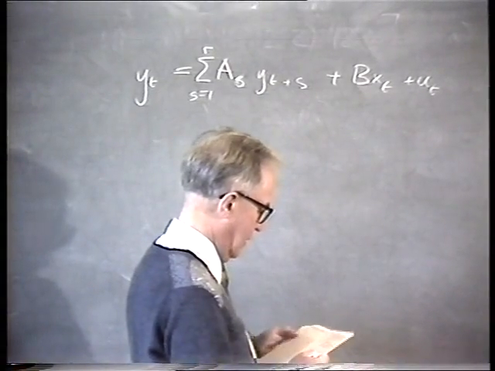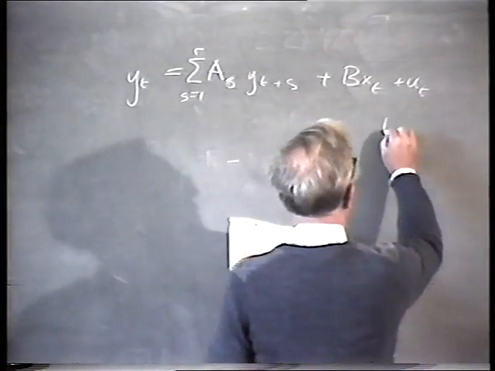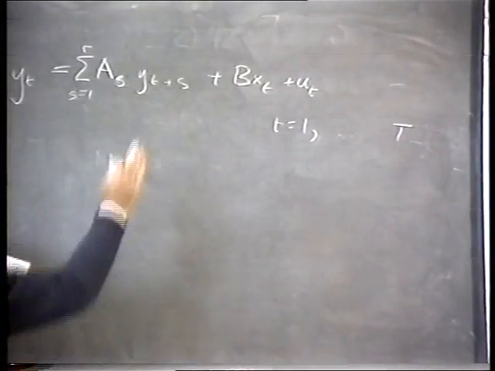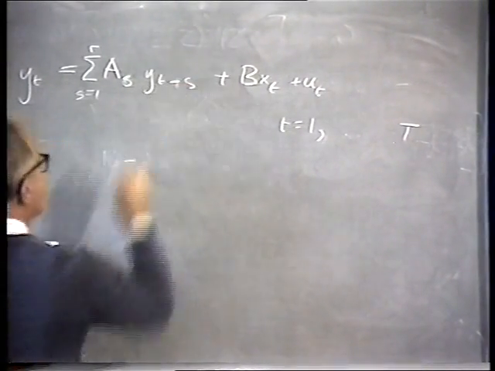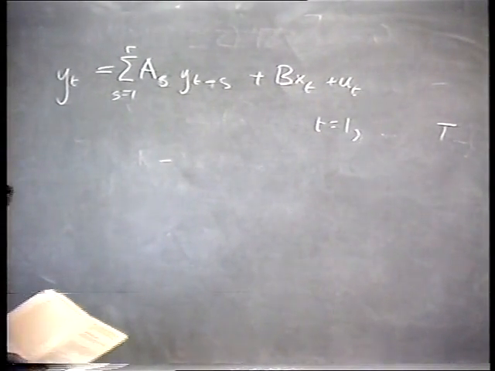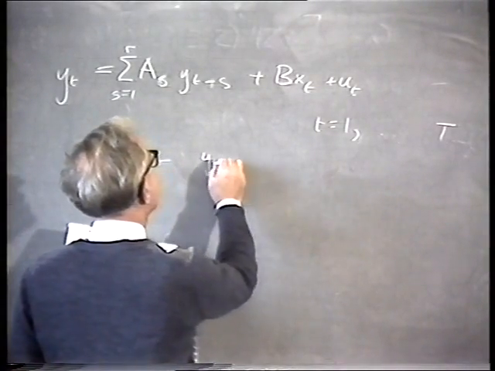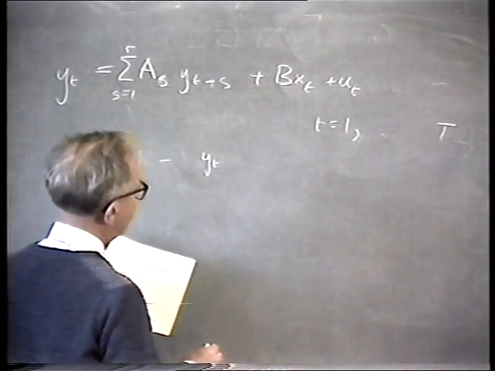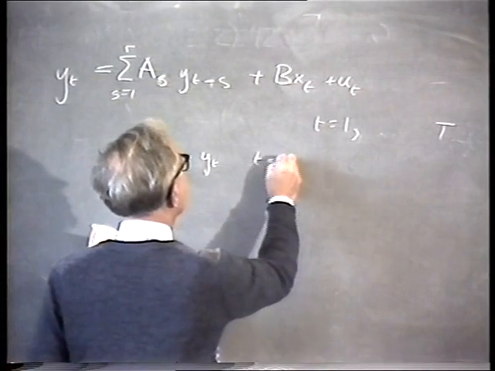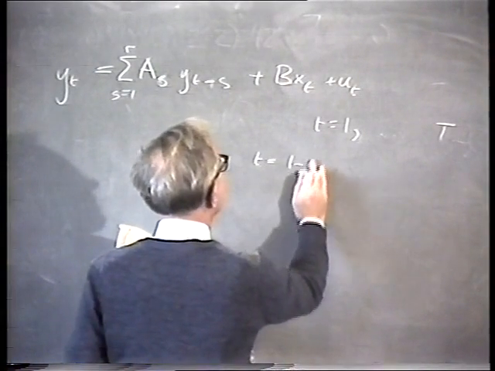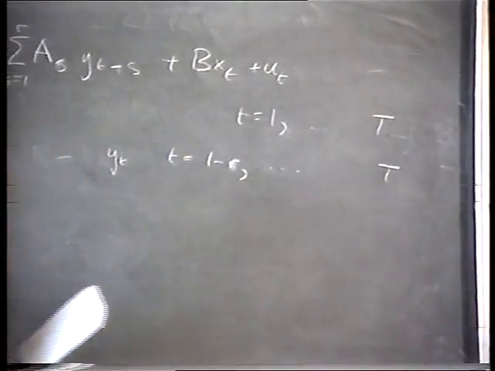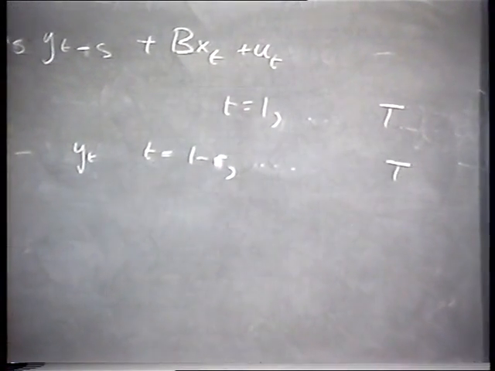What we did, in fact, was to consider t equals 1 up to T, and why did I say yt plus s? I meant yt minus s. That involved also looking at the initial lag values for yt, so that had to go from t equals 1 minus r up to T. We had to take in the initial lagged values outside the sample period, if you like.